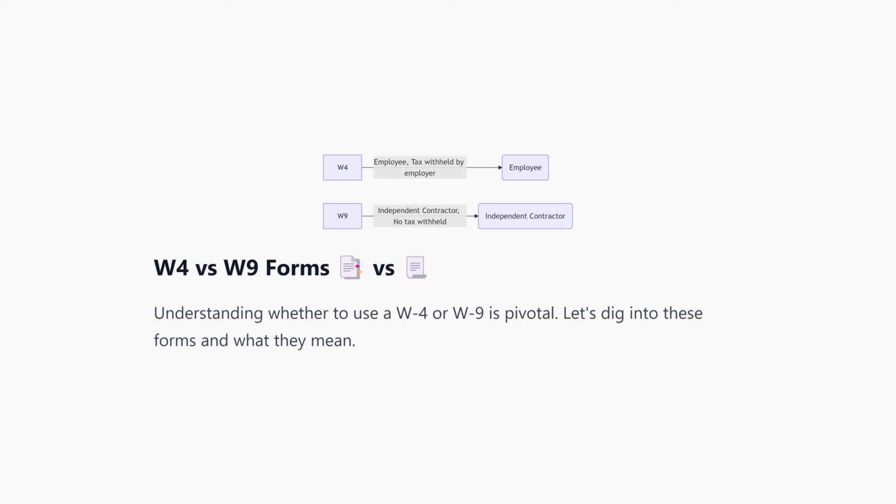On the other hand, the W-9 form, Request for Taxpayer Identification Number and Certification, is used by businesses to collect the tax identification number of independent contractors and freelancers. Businesses utilize this information to report payments to these individuals on Form 1099-NEC. These two forms highlight the difference between being classified as an employee versus an independent contractor.